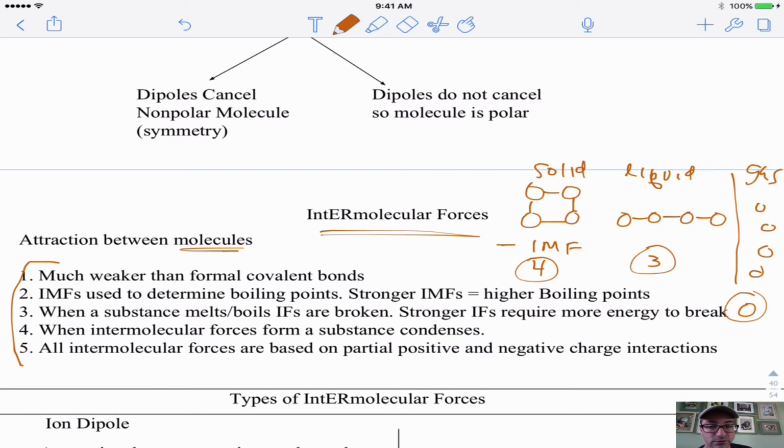When you melt and you boil something, you break IMFs. This is different from breaking a covalent bond, and I can't stress that enough. With covalent bonds, you would decompose the substance. When you break an intermolecular force, it's a physical change. It is not a chemical change.